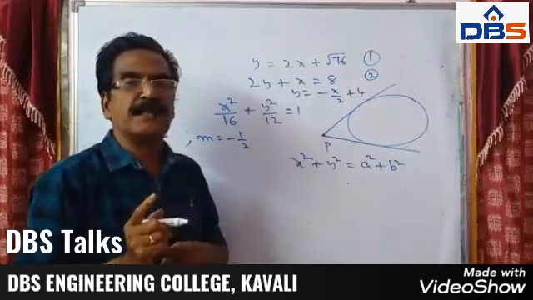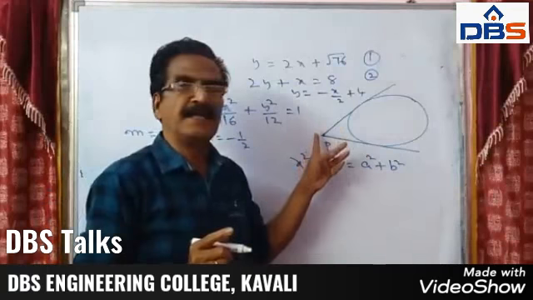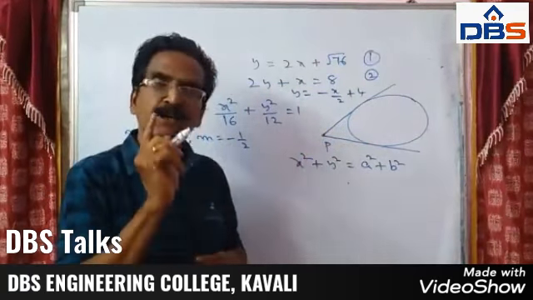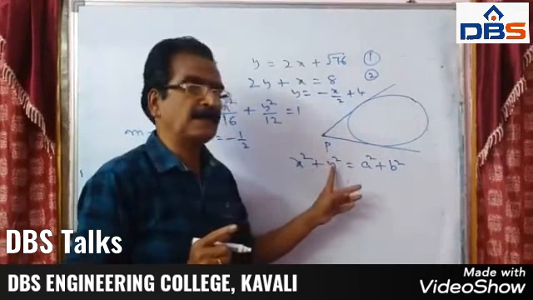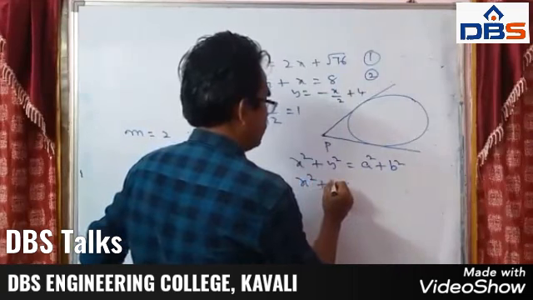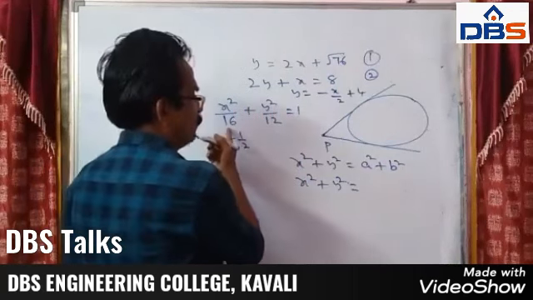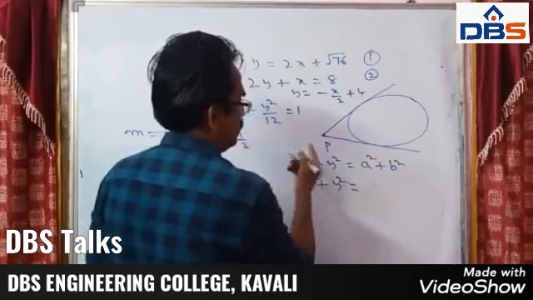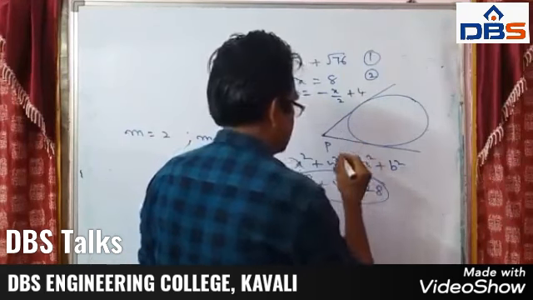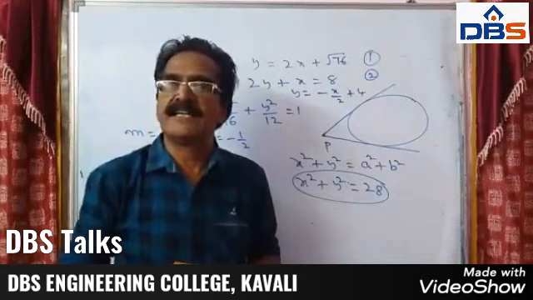If these two tangents are perpendicular tangents, then the locus of the point of intersection of these perpendicular tangents is a director circle whose equation is x square plus y square is equal to a square plus b square. A square is equal to 16, b square is equal to 12. 16 plus 12 is 28. X square plus y square is equal to 28 is the required equation.